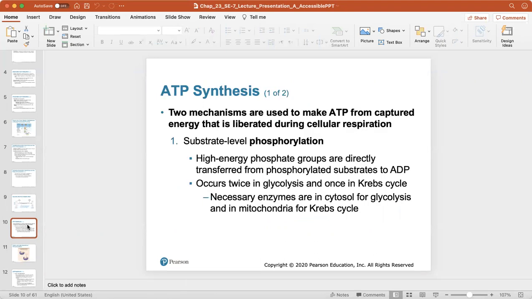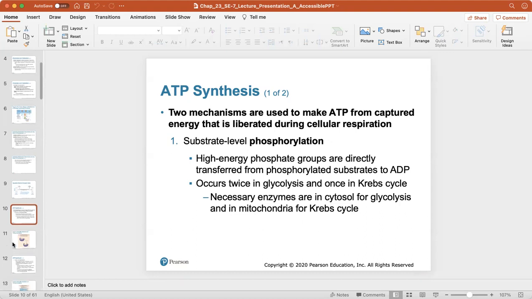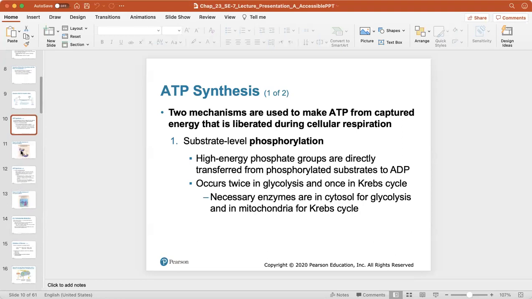ATP synthesis: two mechanisms are used to make ATP from captured energy that is liberated during cellular respiration. Substrate level phosphorylation is when high energy phosphate groups are directly transferred from phosphorylated substrates to ADP. This occurs twice in glycolysis and once in the Krebs cycle, where the necessary enzymes are in the cytosol for glycolysis and in the mitochondria for the Krebs cycle.